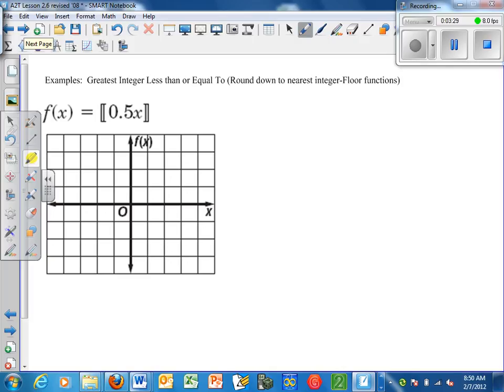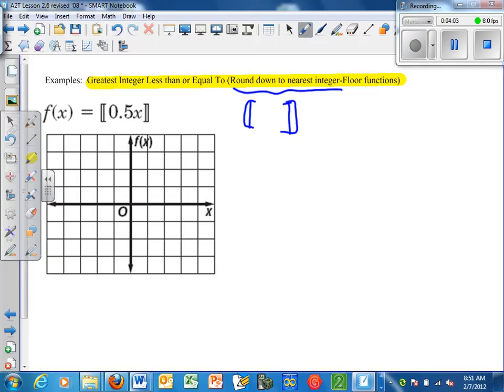Some other things that produce step functions is greatest integer less than or equal to. This is called a floor function. It's going to produce a step function graph, but it's a floor function. You're going to round down to the nearest integer. This symbol right here means whatever's inside there, if you follow order of operations, you round down to the nearest integer. It's kind of got double bars on either side.